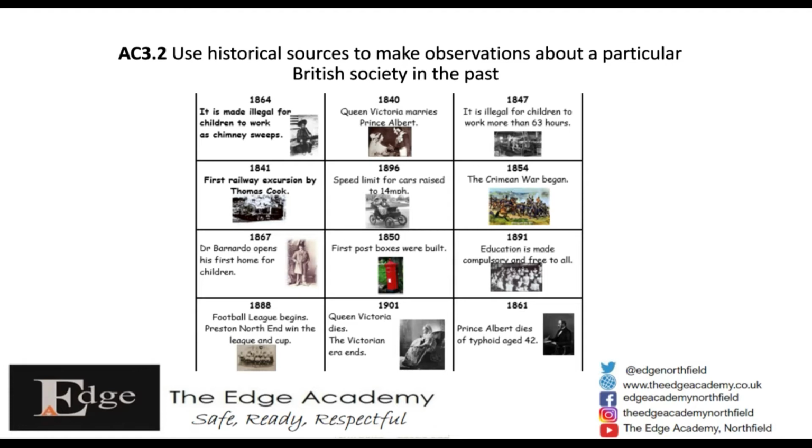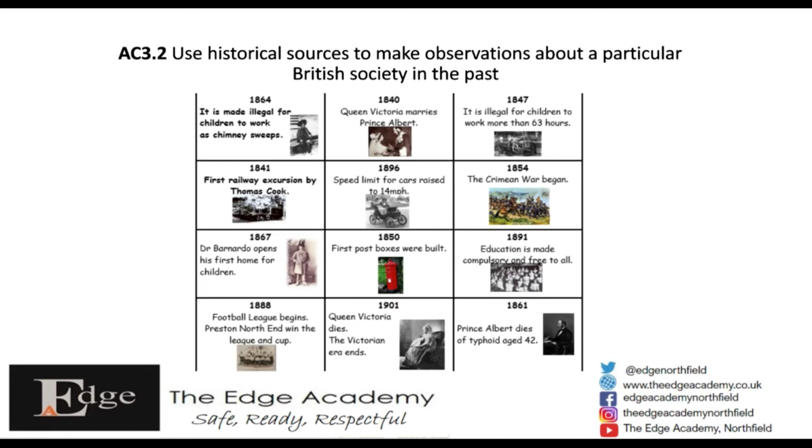But what I want you to do today is to start thinking about what you can infer from this. So what led up to these events and what the impact of these events were. So the first thing I've got in front of you now is a number of things that happened in Queen Victoria's reign. And what I want you to do, first task, really, really easy. I want you to put them in chronological order.